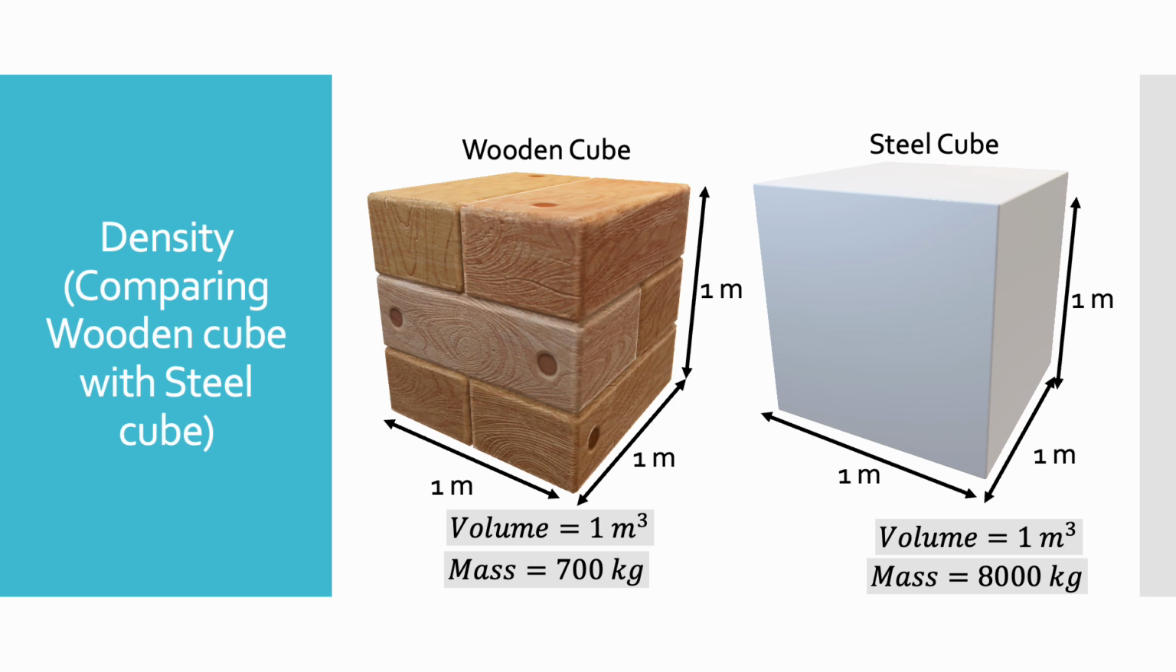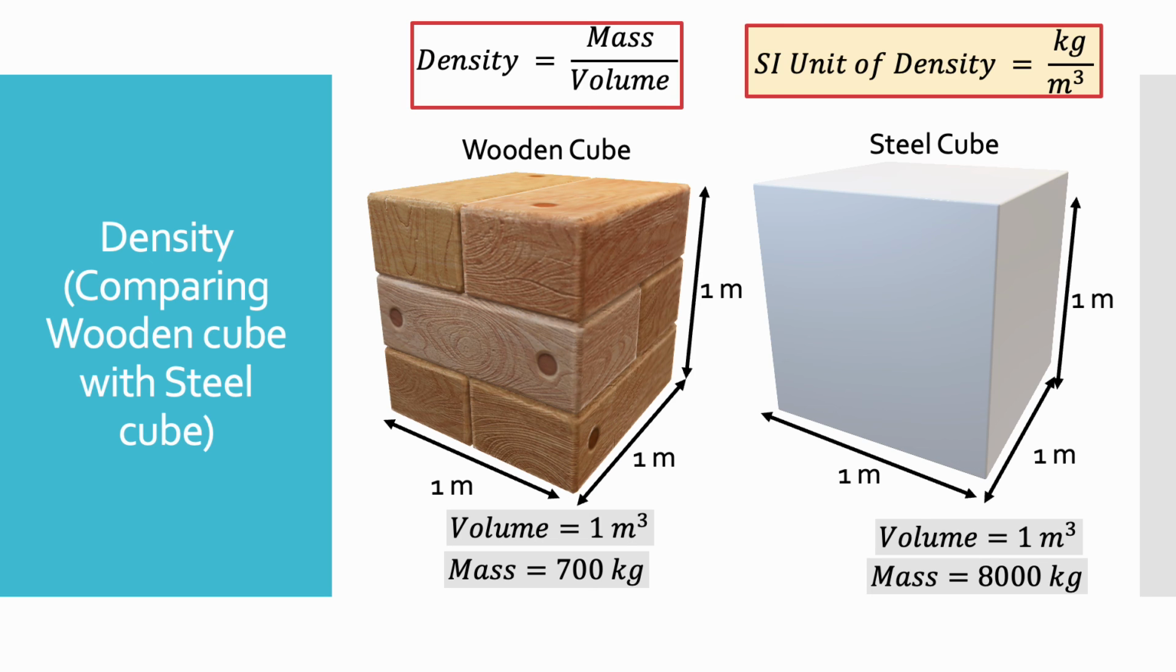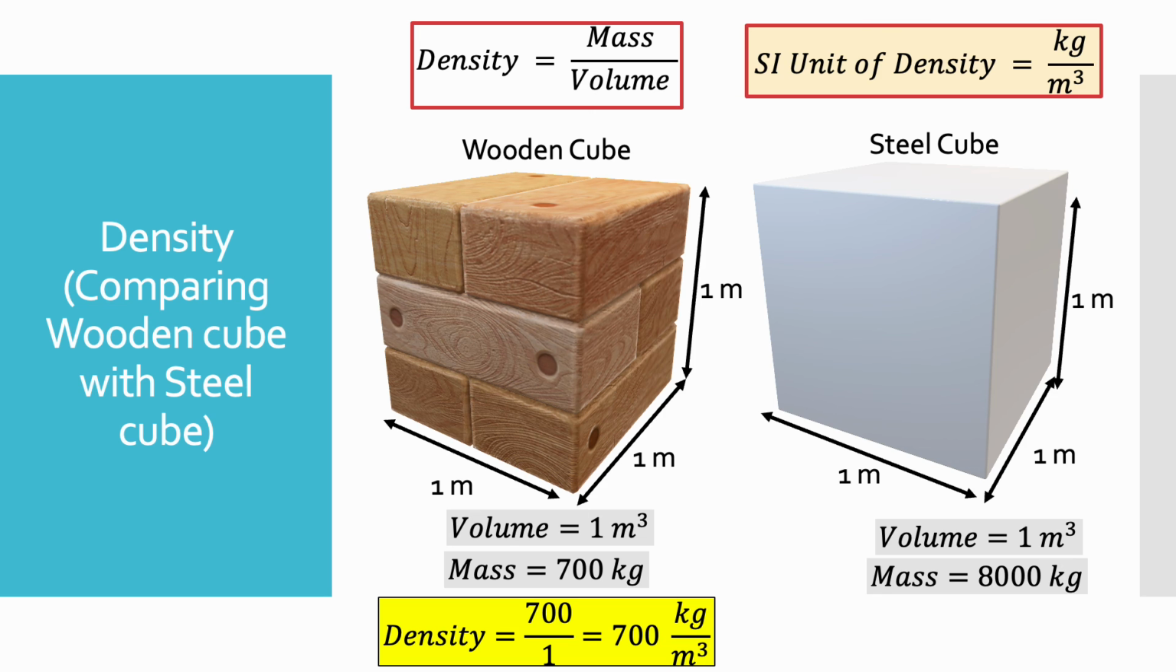Let's now calculate the density of both cubes using the formula density equals mass divided by volume. Let's start with the wooden cube. Mass is 700 kilograms, volume is 1 meter cubed, so density is 700 divided by 1, which is 700 kilograms per cubic meter. Now for the steel cube, mass is 8,000 kilograms, volume is 1 meter cubed, so density is 8,000 divided by 1, which is 8,000 kilograms per cubic meter.